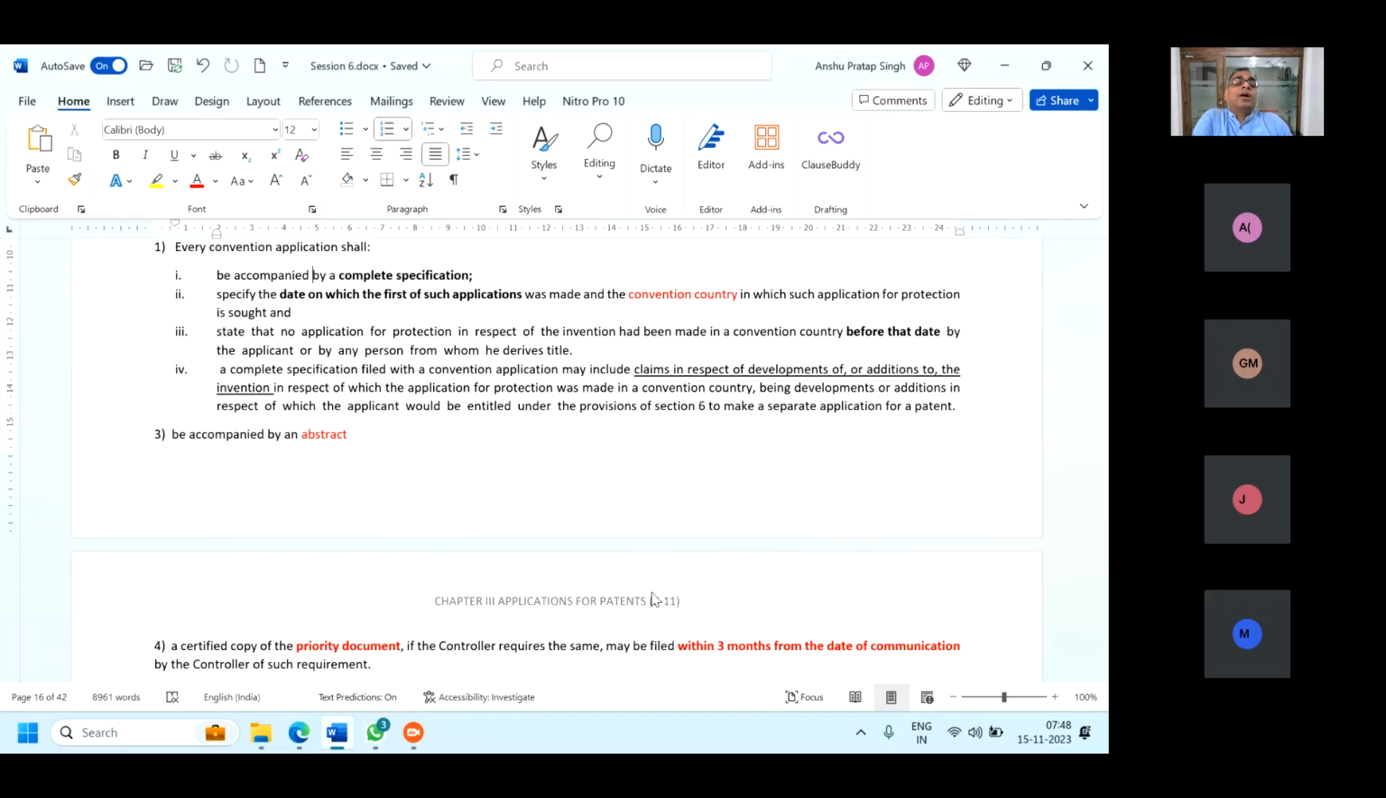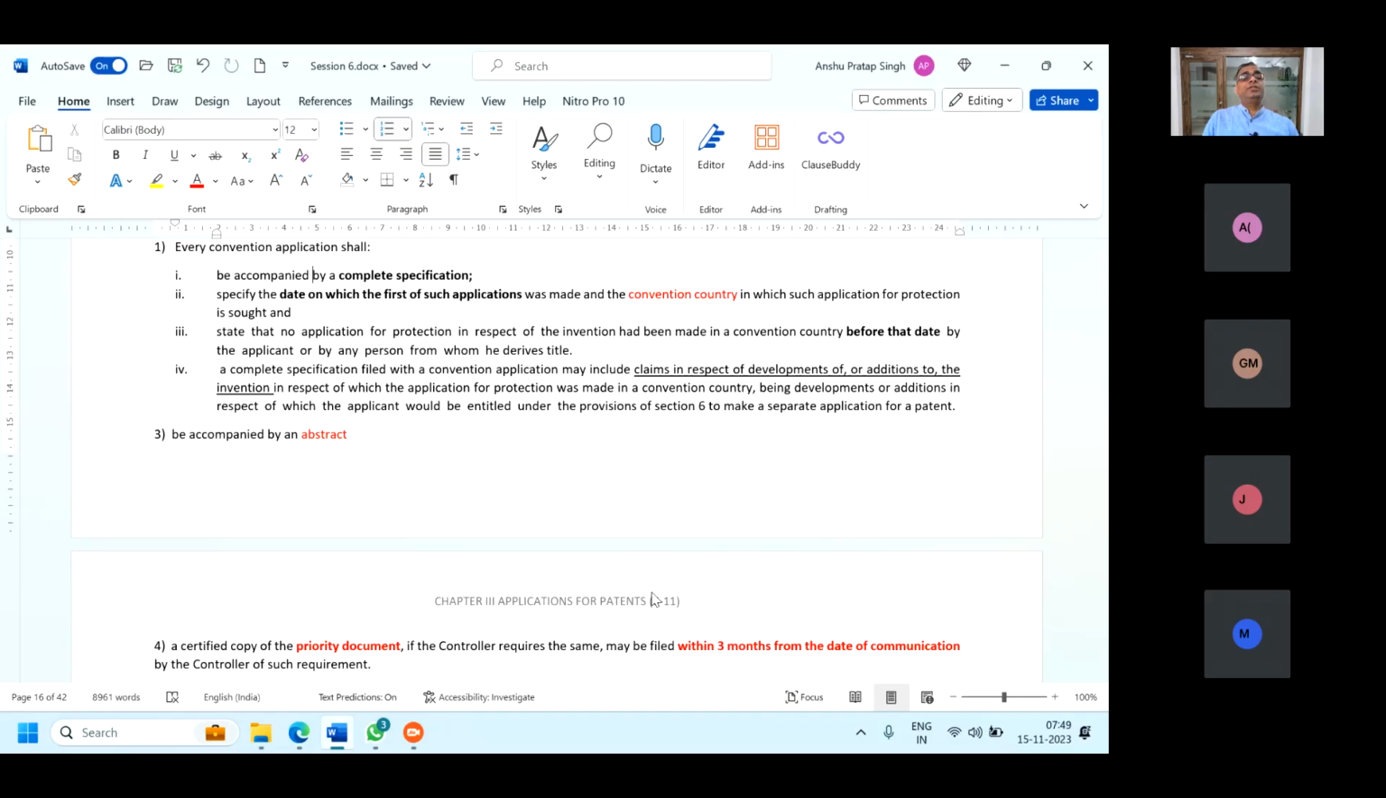Now, a complete specification filed with a convention application may include claims in respect of development or addition. This is what we discussed in the third point, that a development or addition of the invention you can always include. However, the applicant should be entitled as the true and first inventor, or assignee, or legal representative of a deceased inventor. That is what Section 6 is talking about.